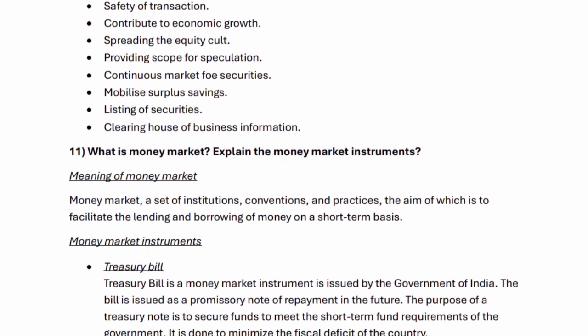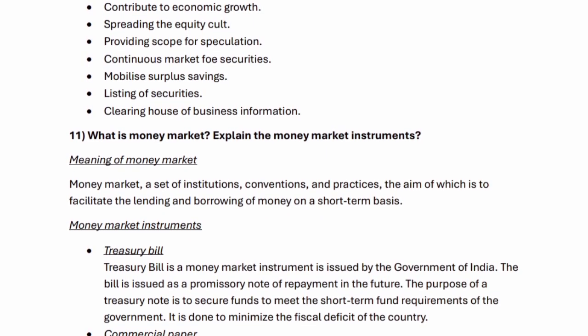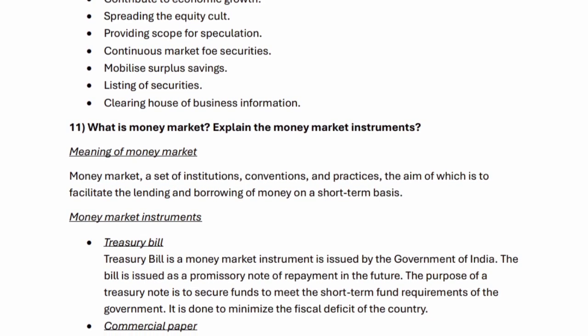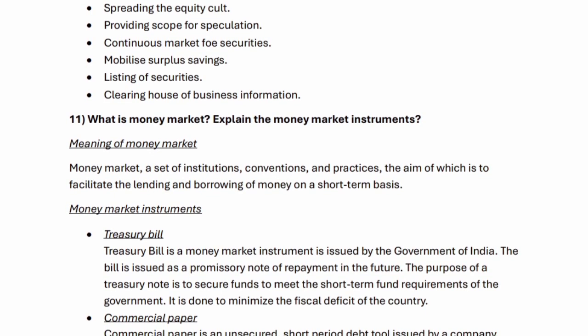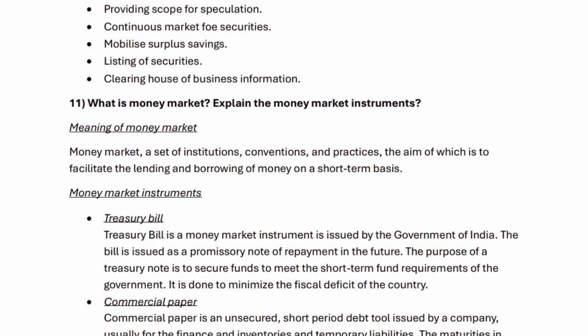11. What is money market? Explain the money market instruments. Meaning of money market. Money market is a set of institutions, conventions, and practices, the aim of which is to facilitate the lending and borrowing of money on a short-term basis.